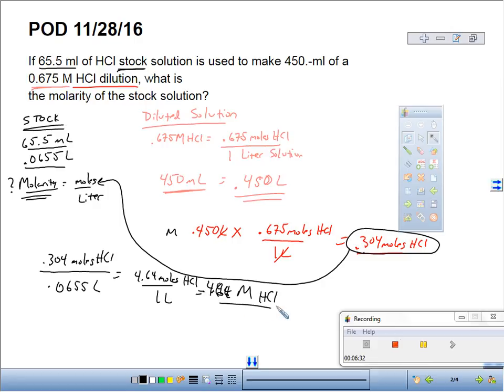Now let's stop and ask ourselves, does that make sense? What we're saying is we took a small amount of a very concentrated HCl solution, less than 100 milliliters, about half that. We poured it into a beaker and added some water up to about half a liter, and the concentration is much less. How much less? Well, 0.675 moles per every 1 liter. So yes, that does make sense, and that would be a reasonable answer.